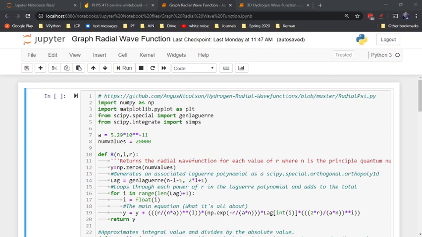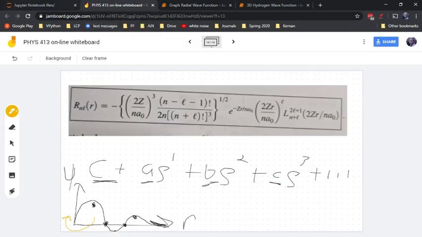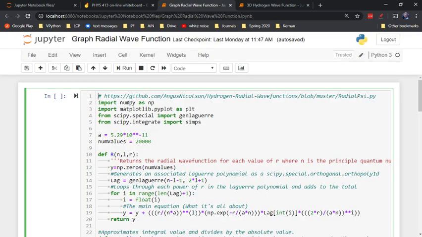There we go. And so this is a code that will graph for you the radial wave function. It comes to us from Angus Nicholson, graphing the radial wave function. Again, this is just this capital R piece. So this is how psi behaves as a function of distance from the proton.